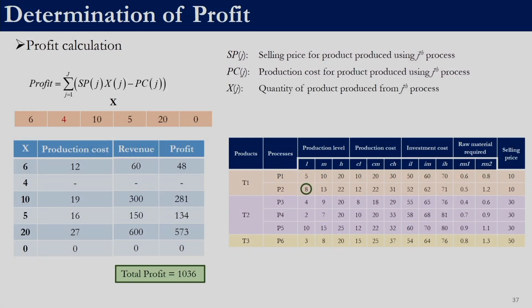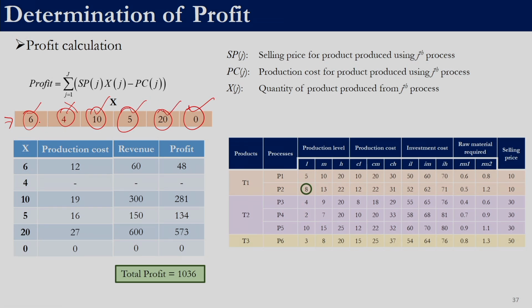So, now let us look at how to evaluate the profit. Let us assume that this is the solution that we get from one of the metaheuristic techniques: 6, 4, 10, 5, 20 and 0. 0 is anyway permissible for any process. Let us compare the other ones. 6 is okay. 4 is not permissible because the lower level is 8. 10 is permissible, 5 is permissible, 20 is permissible.